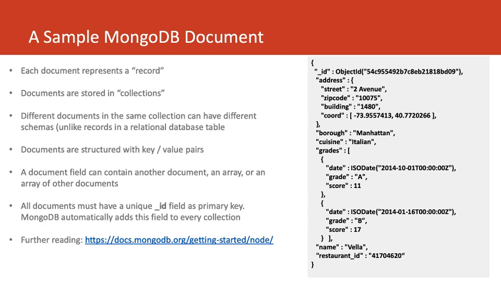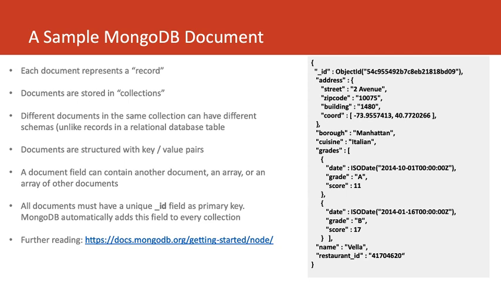But on the right-hand side, we can see an example of what basically just looks like JSON. So at the very top, we have an ID, which is an object ID. This is what is generated for us from MongoDB. Then we have an address, which is just an object, which has street, zip code, building, and coord. Coord is coordinates, and in this case, it's an array of two numbers. Then we have a borough, cuisine. Then we have grades. So grades is an array of objects.